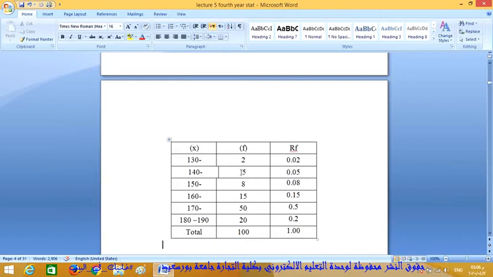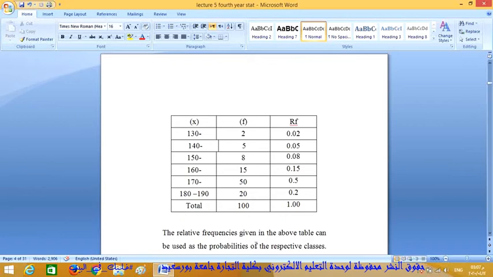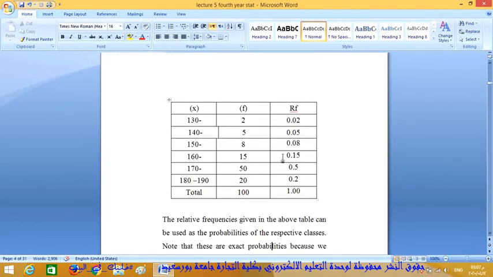in every class or in each class like this, and the total frequencies equal 100. Okay, the relative frequency is computed by dividing every frequency by 100. Okay, these are the relative frequencies. The total of relative frequencies must equal 1 or 100%. Okay, the relative frequency given in the above table can be used as the probabilities of respective classes. So this relative frequency represents the probability.